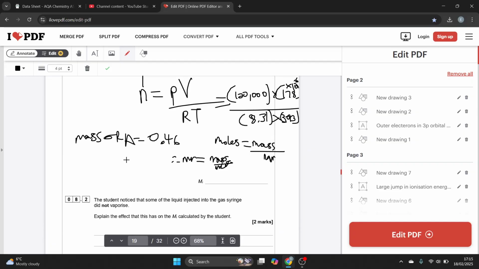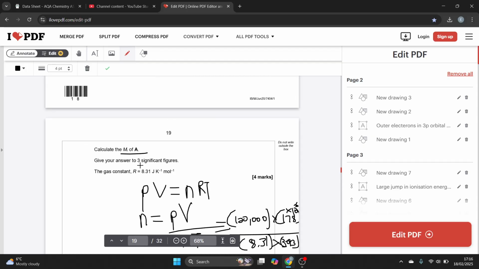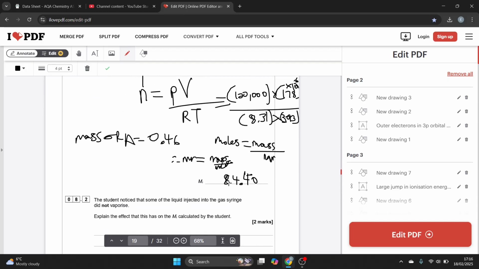So it's just going to be 0.46 divided by number of moles, and I get the MR as 84.39785. So I guess 84.40 should be fine. But it said give your answers to three significant figures, and I keep missing that out. I keep not reading that. So therefore the answer is 84.4.